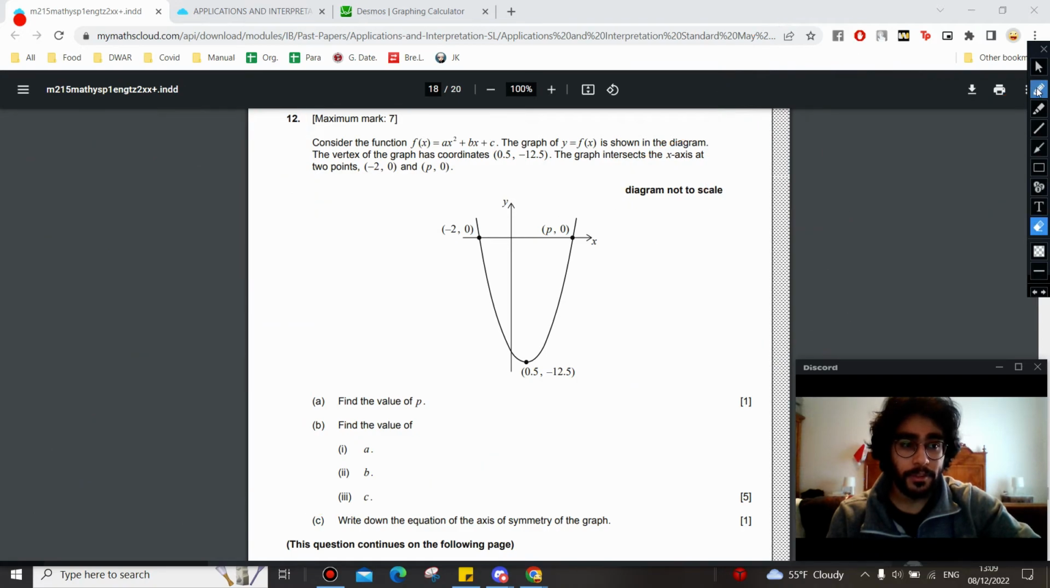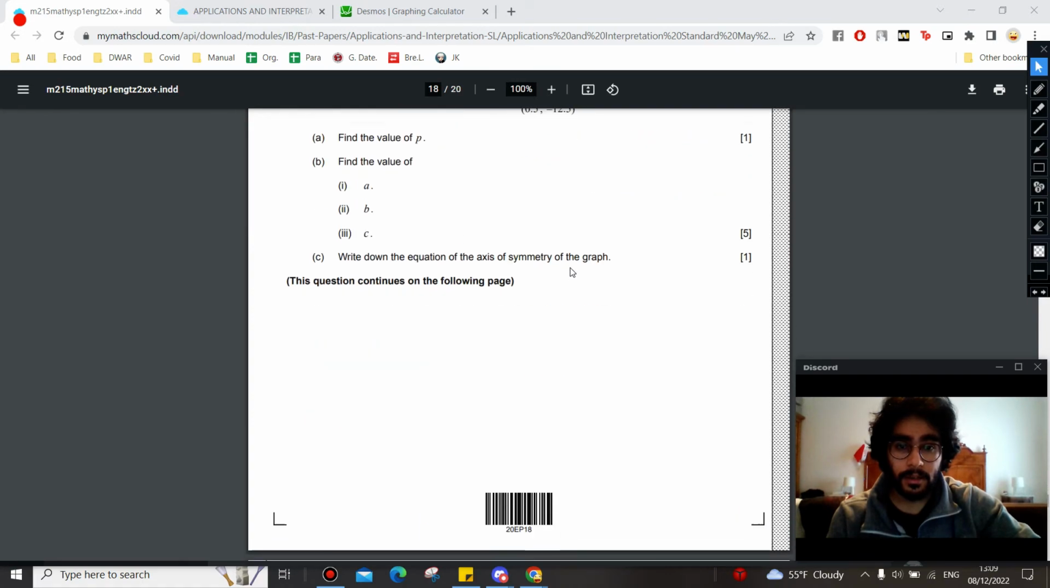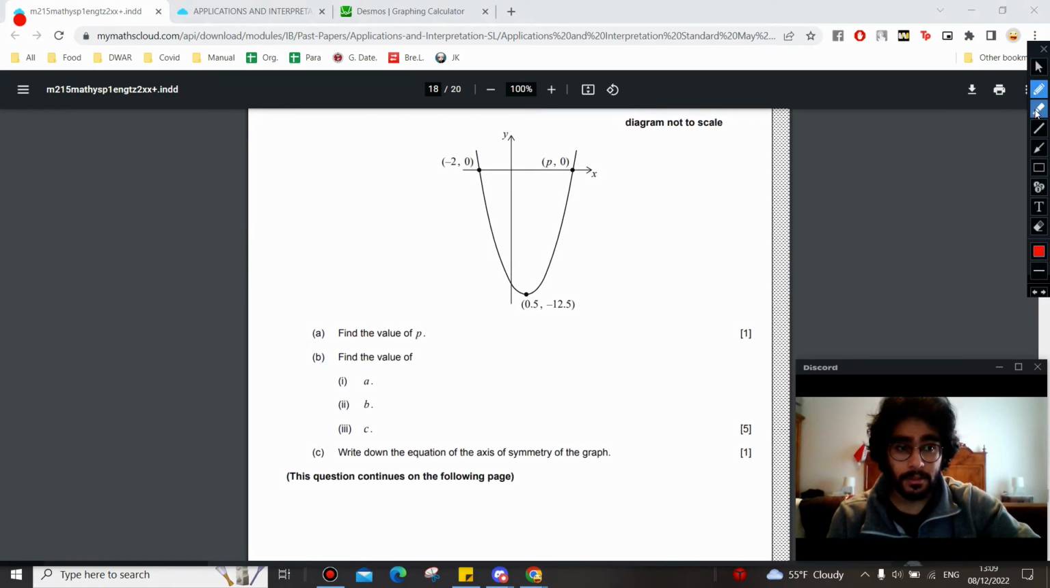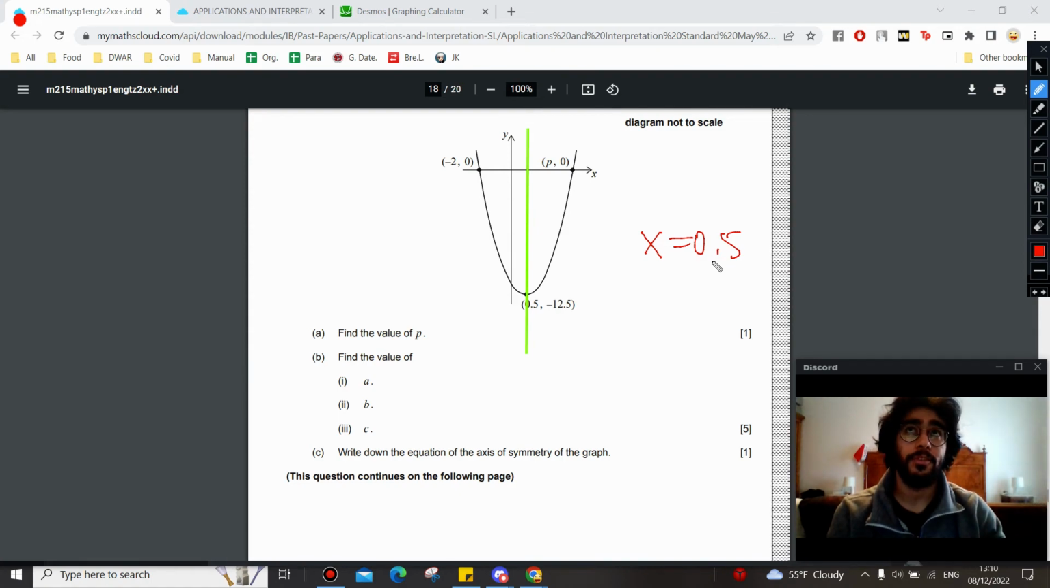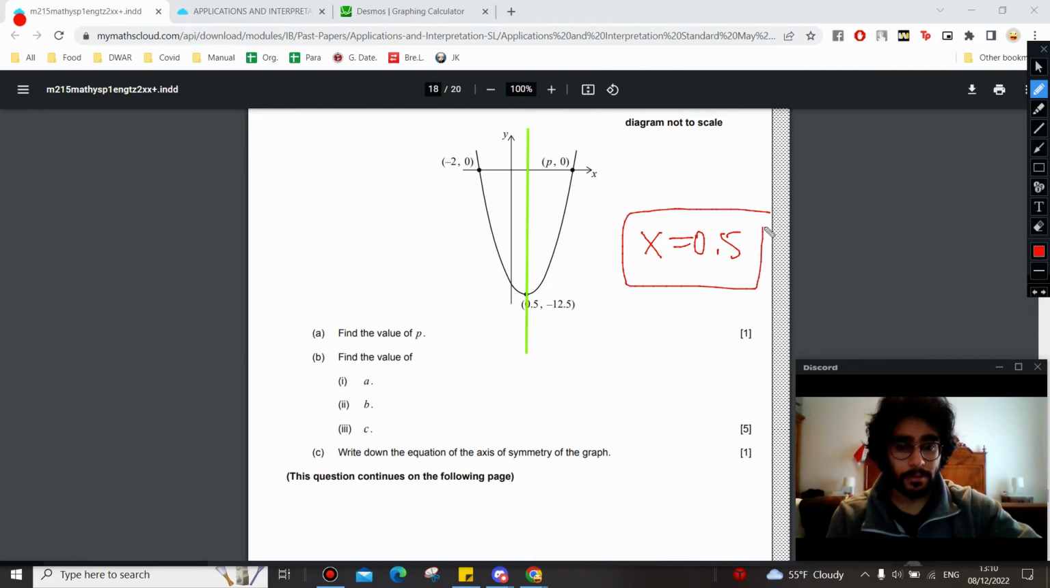Final question, write down the equation of the axis of symmetry of the graph. Well, axis of symmetry is here, as we said. And the equation of the axis of symmetry is, well, this is only for x, so x equals 0.5. So x being equal to something is a vertical line, y being equal to some constant value will be a horizontal line. Exactly. So this will be x equals 0.5.